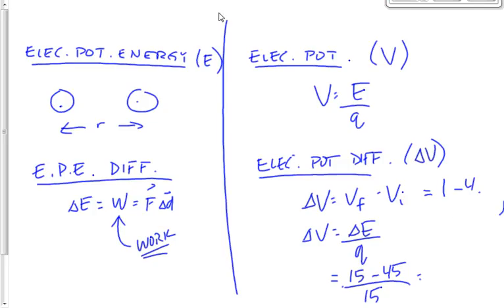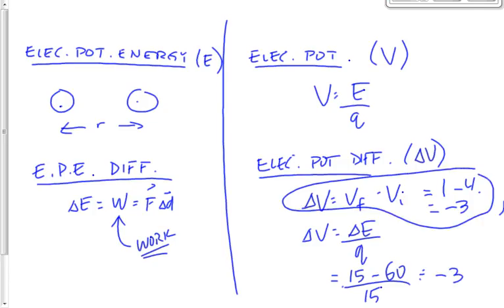What is that? Negative 3. Sorry, our initial energy was 60. So we're going to say 15 minus 60 divided by 15. The final energy minus the initial energy divided by the number of people, or the amount of charge that we have. 15 minus 60 divided by 15 is going to give me minus 3. So whatever way you look at it, the final potential minus the initial potential, or you can say it's final energy minus initial energy divided by the charge. Potential difference.